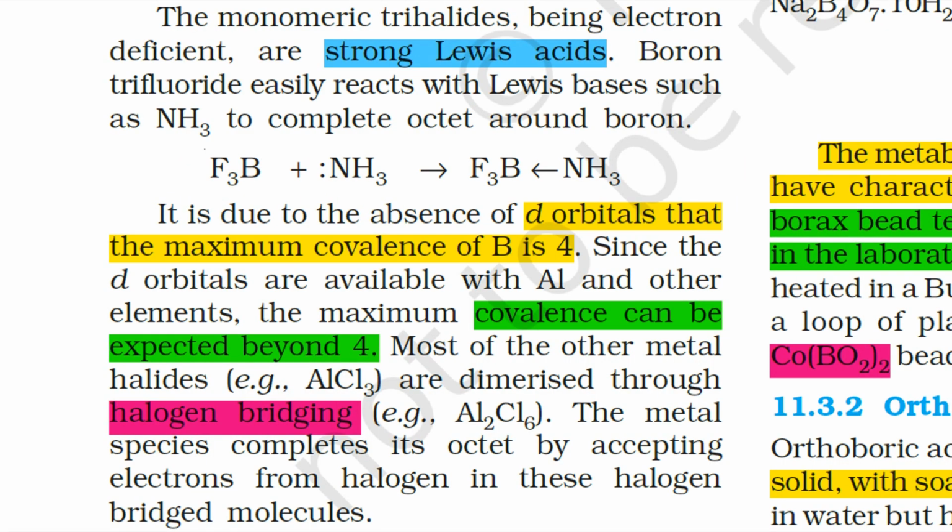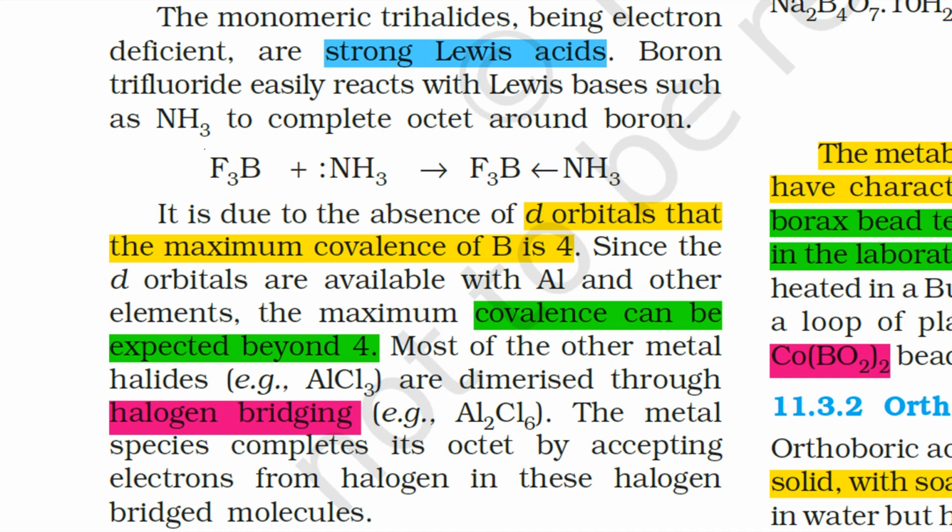Next, the monomeric trihalides, being electron deficient, are strong Lewis acids. As we saw in examples before, BCl3 reacts with NH3 and forms BCl3.NH3, where a coordination bond is present. Here is an example of BF3: BF3 plus NH3 gives rise to BF3←NH3 with a coordination bond. All this happens because boron does not have d orbitals, so it cannot expand its covalency beyond 4.